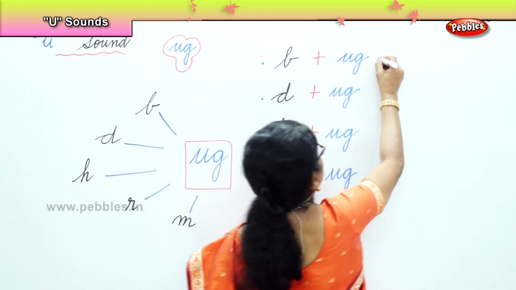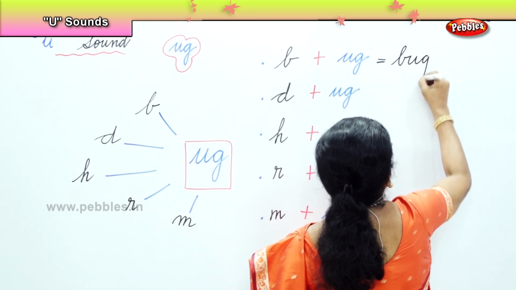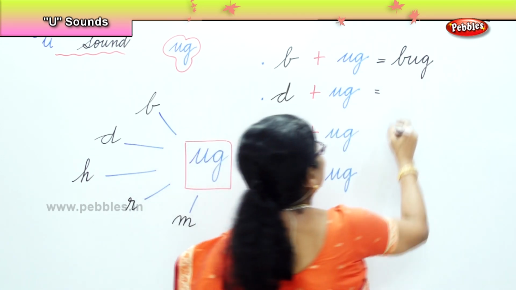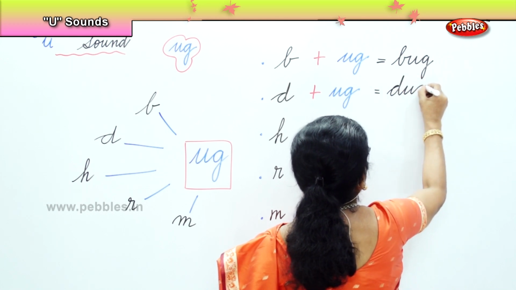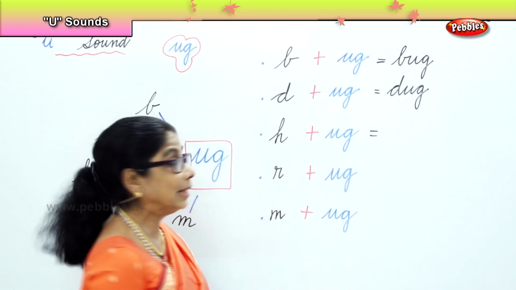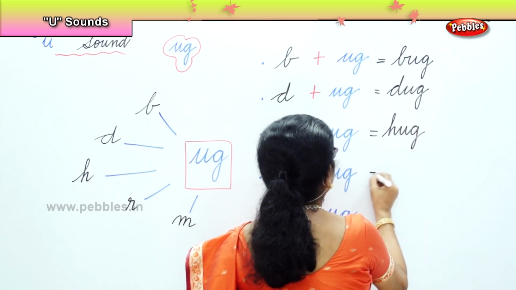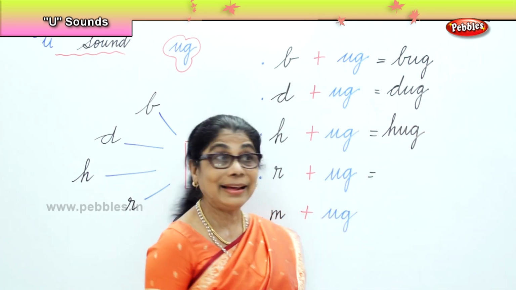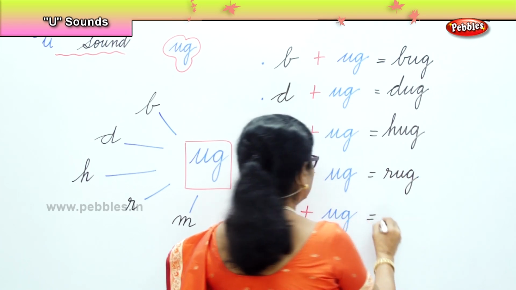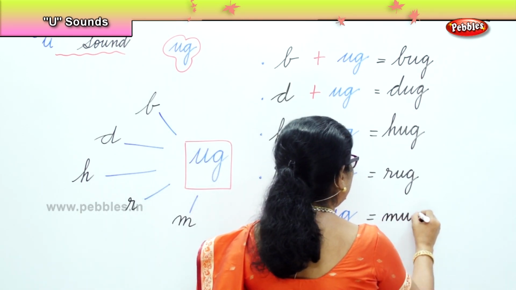What's the new word? B plus ug, bug. Careful of the bug, it'll bite you. D plus ug, dug. You go and dig the ground. After that you say, I dug the soil in the garden. H plus ug, hug. You hug your little friend. You hug your mama. R plus ug, rug. You have a rug at home to wipe your feet. M plus ug, mug. You drink milk from your mug.